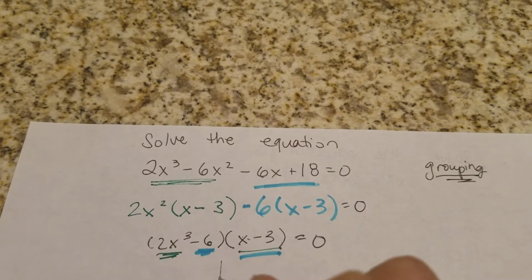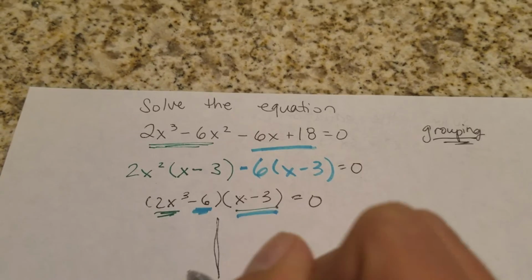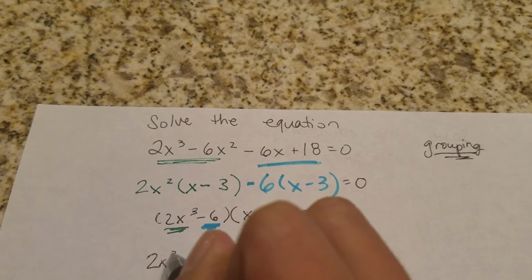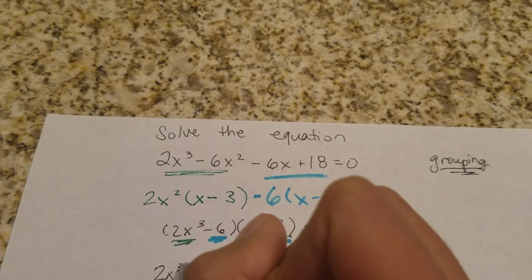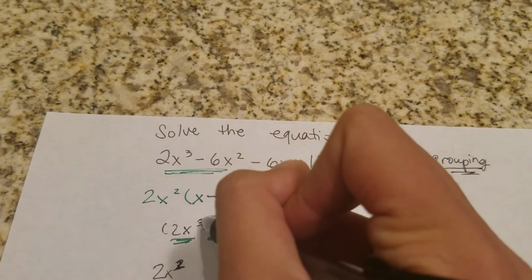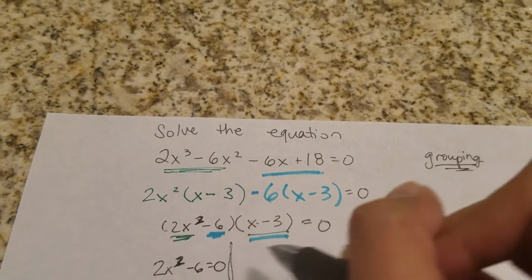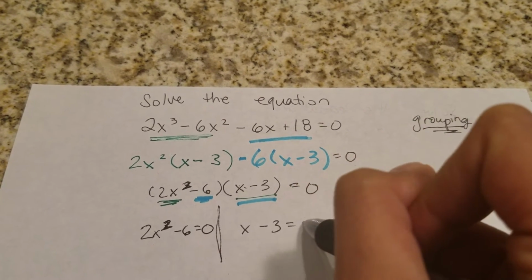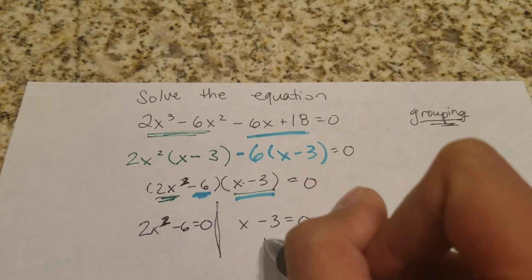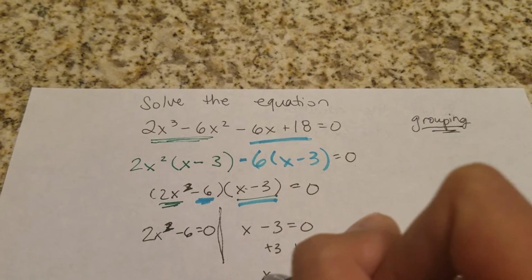Alright, I'm going to separate this, so I have two parts. I have 2x squared minus 6 equals 0, and x minus 3 equals 0. Let me do this one first, it's easier. Plus 3, x equals 3 here.